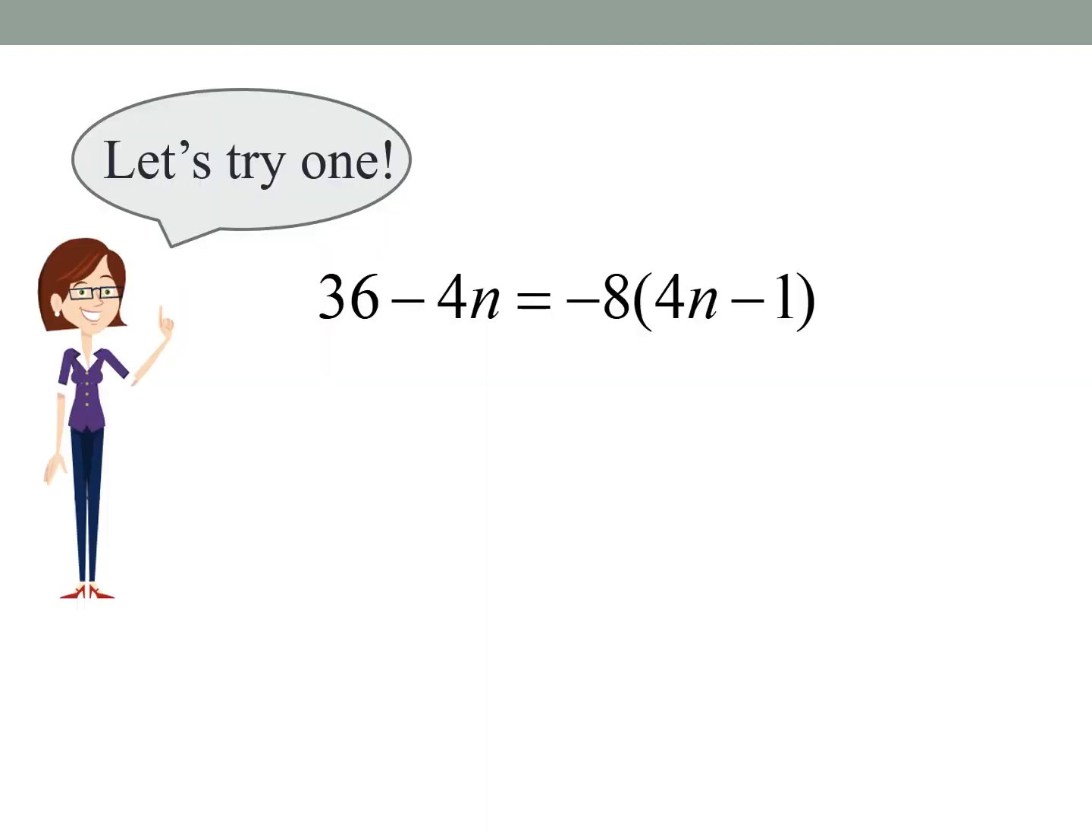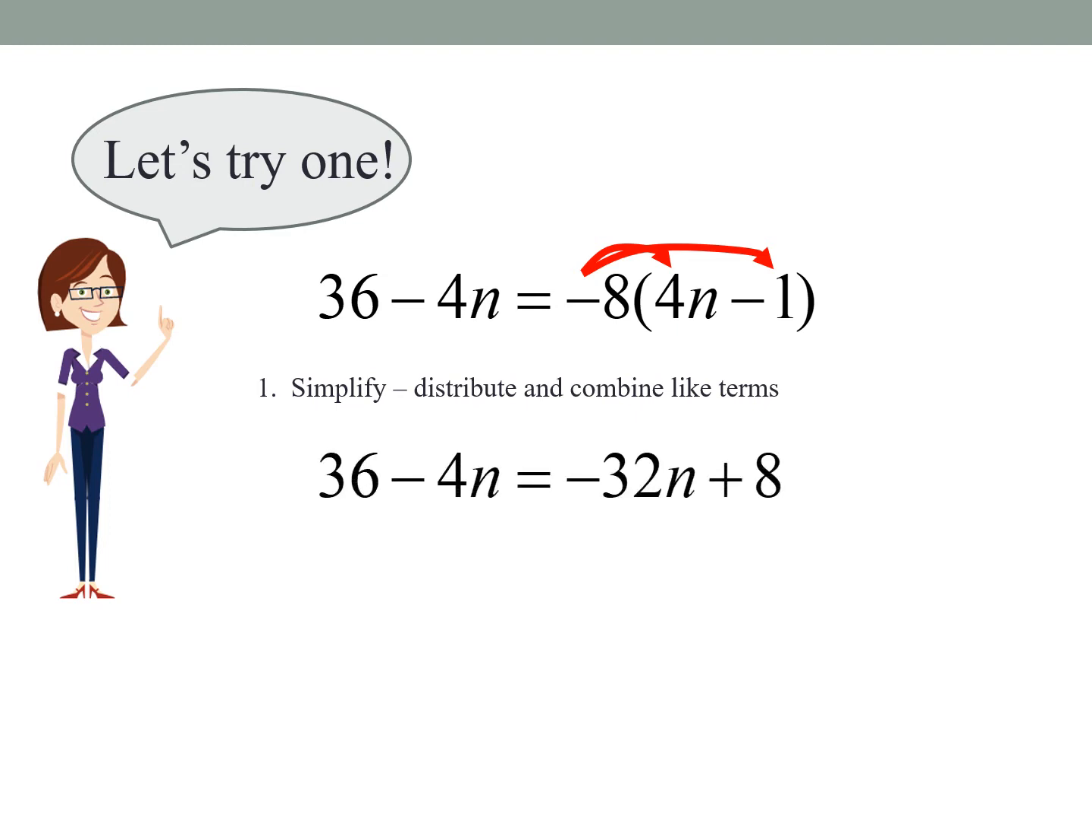All right, let's try one. So here we have an equation, 36 minus 4n equals negative 8 times the quantity 4n minus 1. If you remember, the first step is to simplify the equation, so we're going to distribute. I'm going to take this negative 8 and multiply it by the 4n, and then take the negative 8 and multiply it by the negative 1. So I will have 36 minus 4n equals negative 32n plus 8.